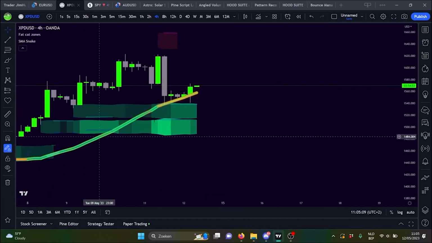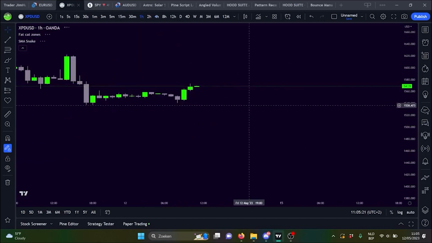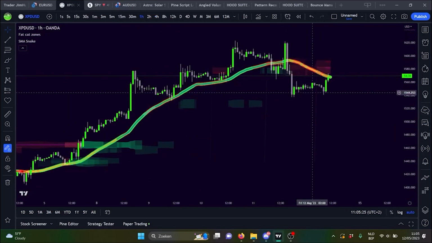This is an interesting setup. We got a wick into the zone, then another wick close to the zone and then breaking out. This is looking like a double bottom on a lower time frame. Let's look at lower time frame real quick. Yeah, it's a double bottom.